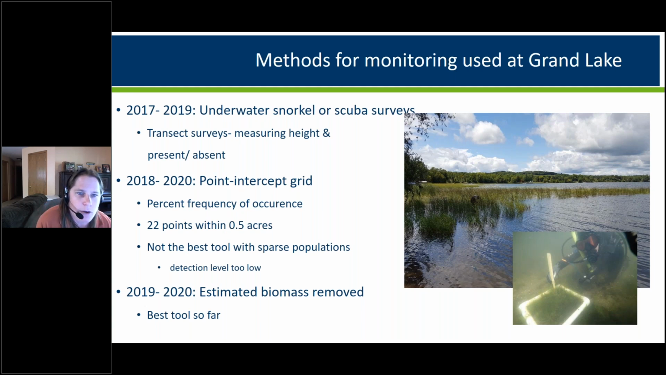I just discussed how we managed starry stonewort. Now I will be diving into how we monitored starry stonewort. We used a variety of tools to try and detect how we can successfully measure success. Basically we did some transect surveys, some point intercept grids, and what we discovered worked best was just using biomass removal measurements. That was the best tool because with the point intercept grid surveys, the detection level was just too low to find the starry stonewort present at these sites.